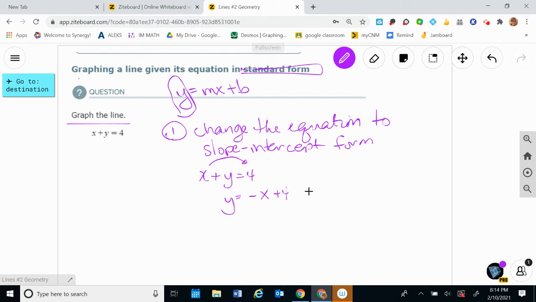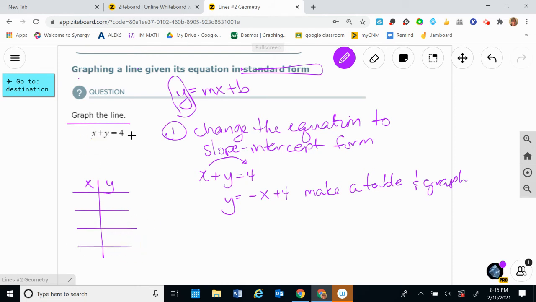Now you can make a table, and I'm not going to do it again because I think you guys can do it. And graph. The other way to do it is to make a table and find solutions. In other words, name two numbers that add up to 4. 1 and 3. 3 and 1. That's what it says, x and y. 2 and 2. All of these are solutions to that equation.